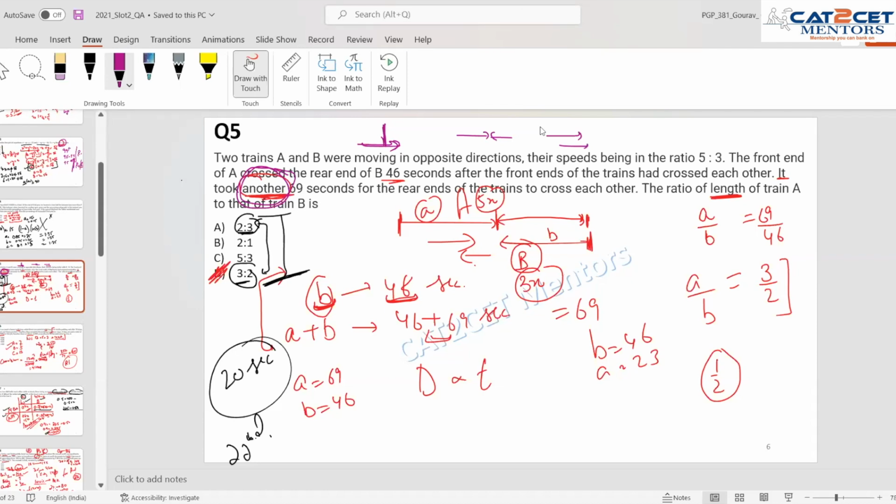Okay, so if you feel that you were not able to do this question, then you should again revise train questions. Okay, this was somewhere close to round 1 or round 2 depending upon your level. So if you are north of 95, then this was round 1 for you.